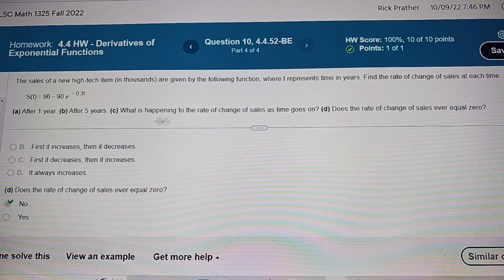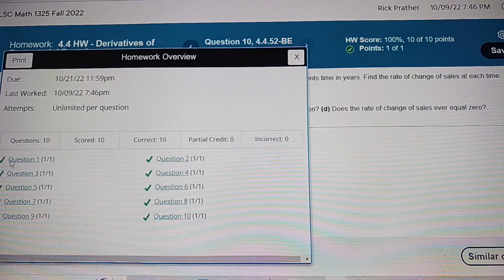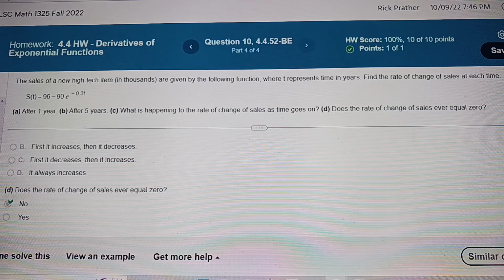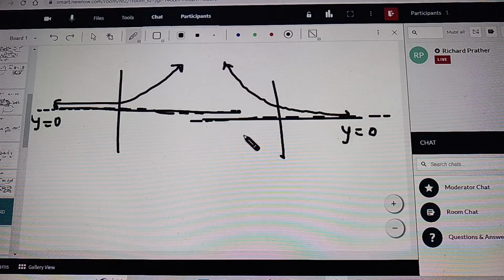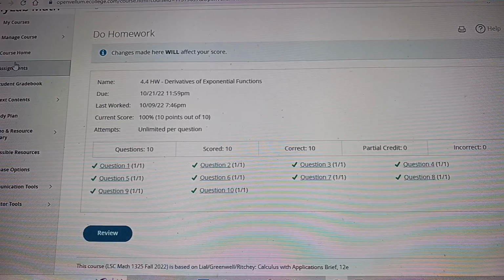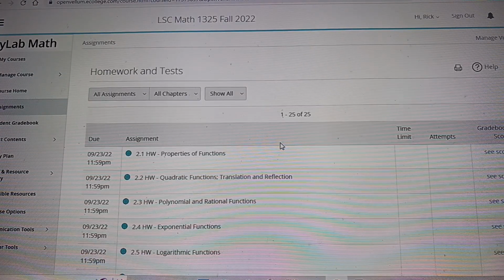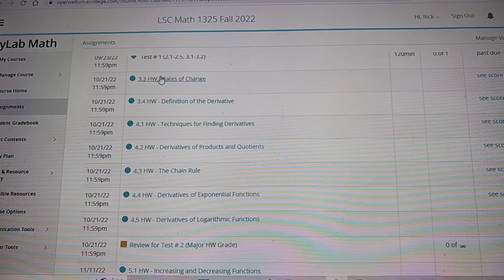Okay, so hopefully this section wasn't so bad. We did all 10 of them. 100% there. And it was all about exponentials. So I can save this. And now in my assignments tab, we have completed 3.3 all the way to 4.4. The next video will be section 4.5. That'll be the beginning of next week. The first half of next week is reserved for 4.5.